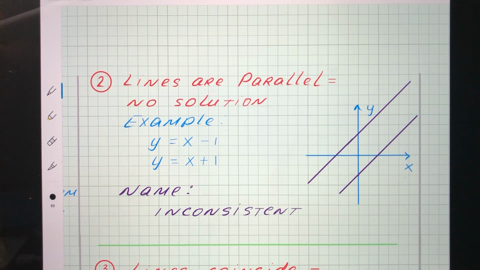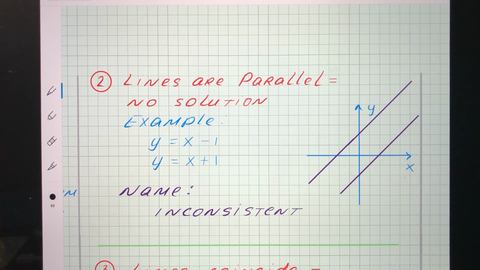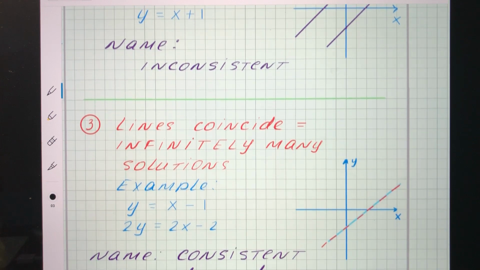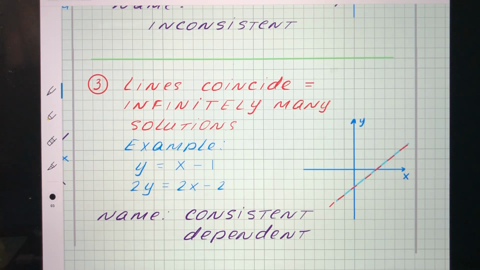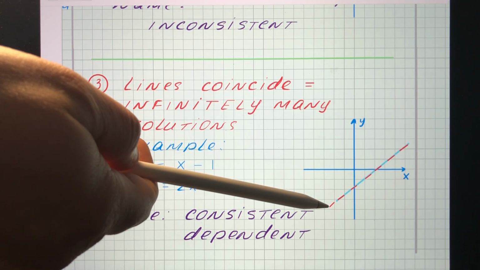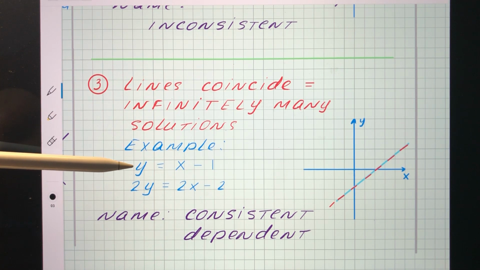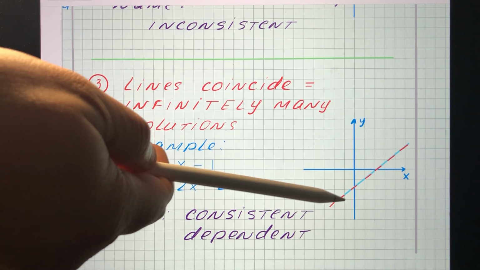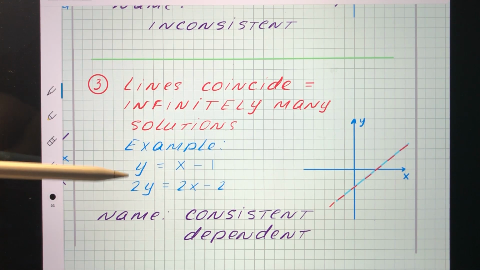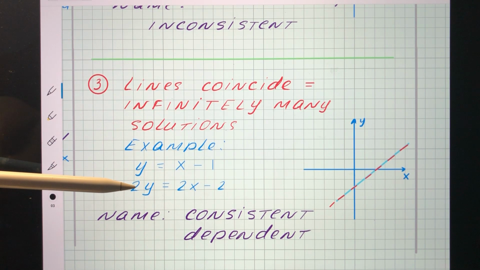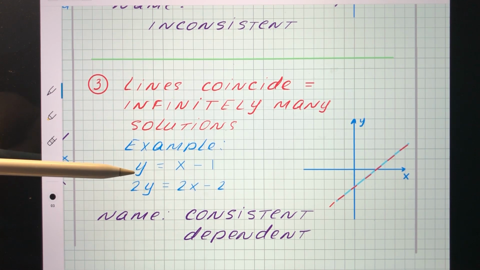The last possibility is we might get the same line twice. And if that happens, we will only see one line on our graph because the second line will retrace the first. Here is an example. y equals x minus 1 is a blue line. The second equation is double of the first. There is no new information. If we divide the second equation by 2, we get back the first.